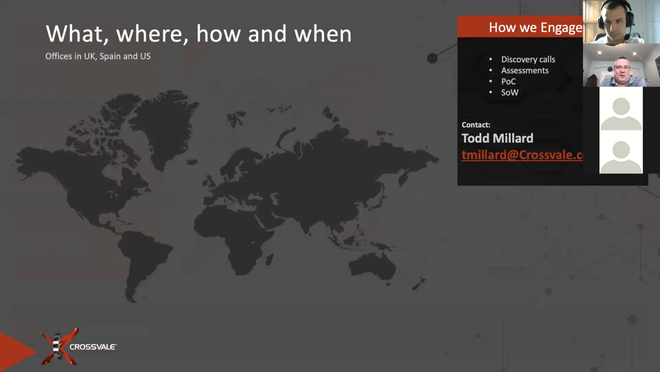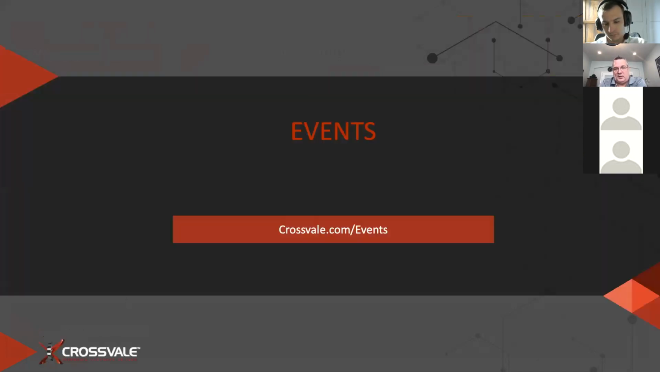What, where, and how, and when. So we have offices in the UK, Spain, and US. So this is how we cover the areas that we focus on. So we focus in the Americas and Europe, Africa, Middle East. Have done a little bit over in Asia Pac if you have any needs over there, because we do have worldwide customers. But you know, we run our Asia Pac out of the UK at this point. And that contact information is me that's on there, Todd Millard. I am the Chief Growth Officer for Crossvale.